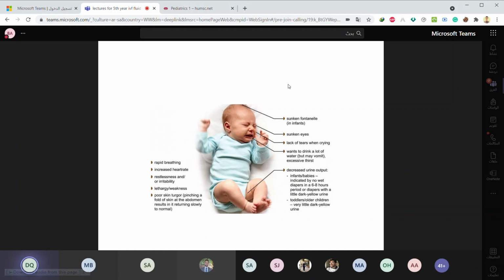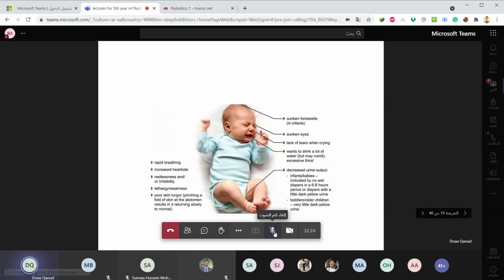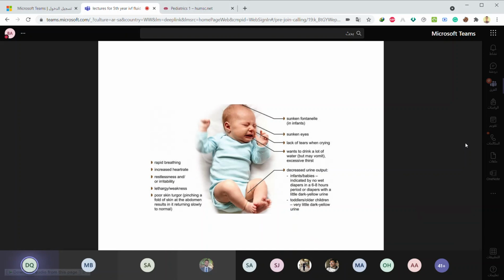If it's sunken, the patient will have dehydration. In certain cases we have a bulged anterior fontanelle. Who knows the cases or situations where I have a bulged anterior fontanelle? Hydrocephalus or increased intracranial pressure. Good, excellent. So in dehydration we have a sunken anterior fontanelle.